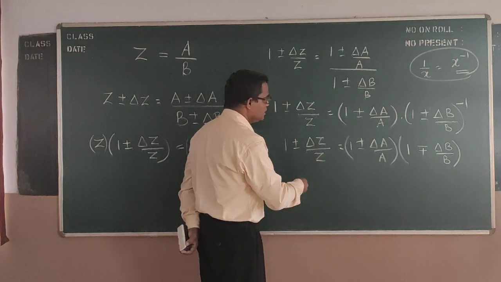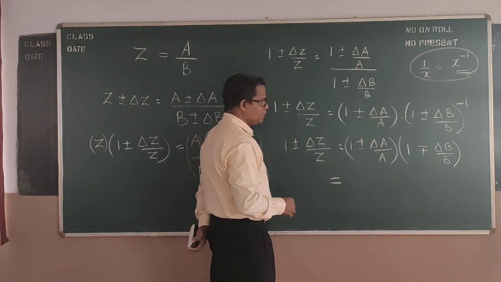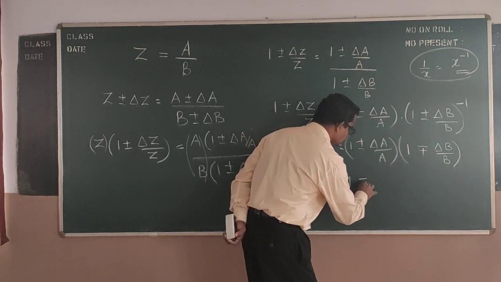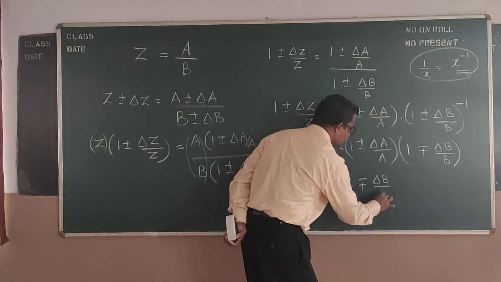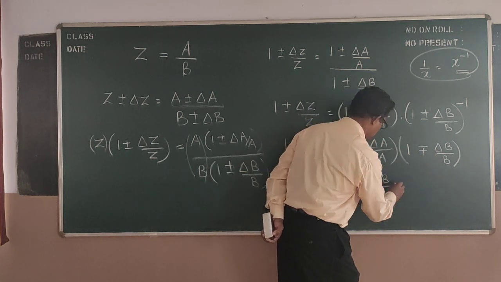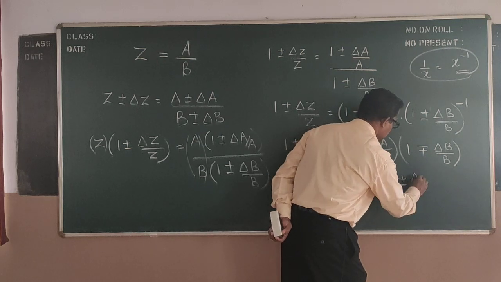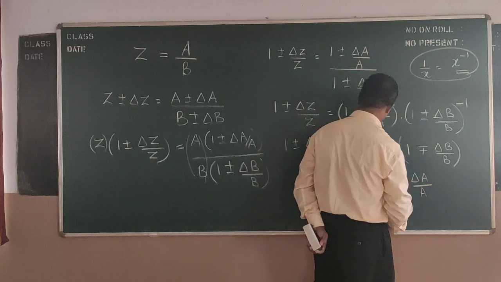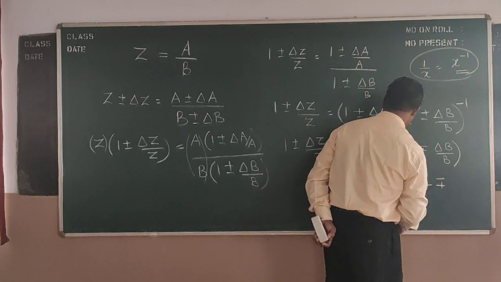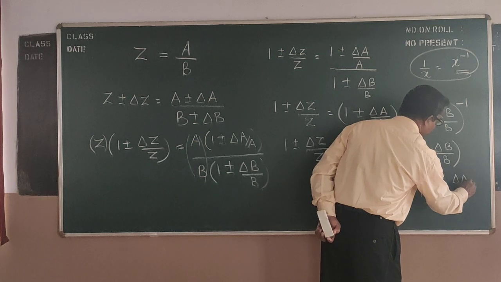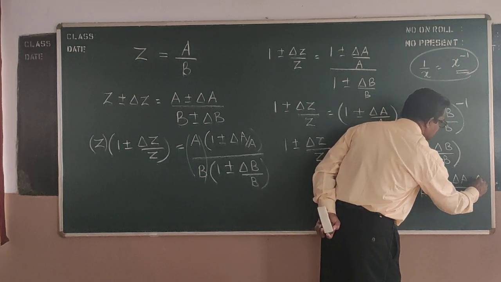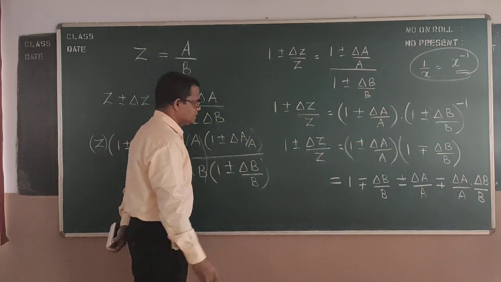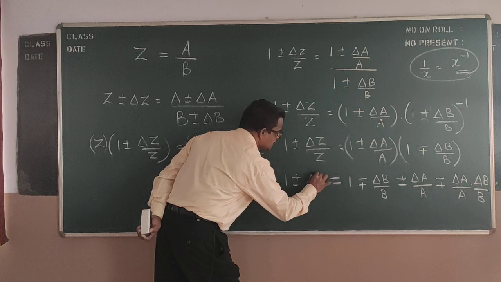Now you can take this one equal to 1 into 1, 1. Then minus or plus delta B by B. Then plus or minus delta A by A into 1. Then minus or plus delta A by A into delta B by B. That's equal to 1 plus or minus delta Z by Z.